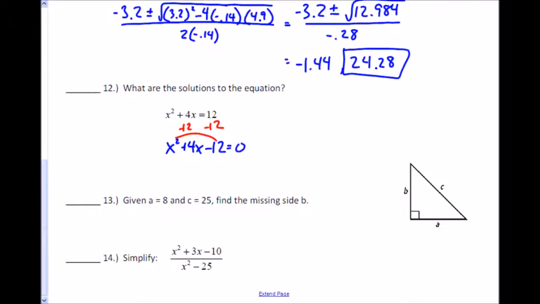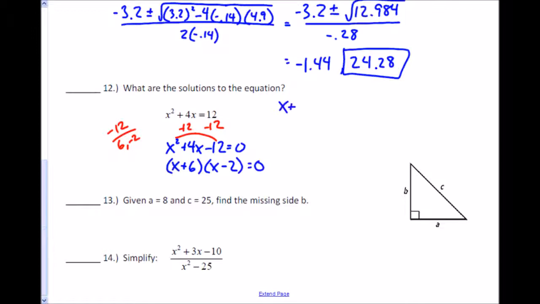I build a bridge. So two numbers that multiply to a negative 12 but add to a positive 4 are a 6 and a negative 2. So because I can come up with those, I can solve this by factoring. It's x plus 6 and an x minus 2. I can use my shortcut because I had a leading coefficient of 1.